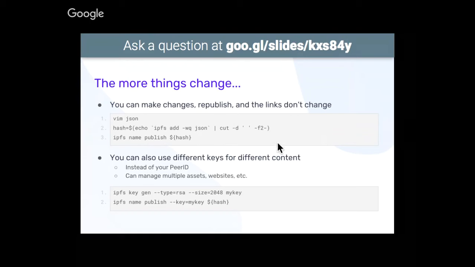So in this particular case, we could make some changes. We could republish. The links don't change, but the content does. So again, you might edit the JSON file with your Vim editor. You might hash the file, and then you might publish it again. And so these are the commands that you can use to do that.